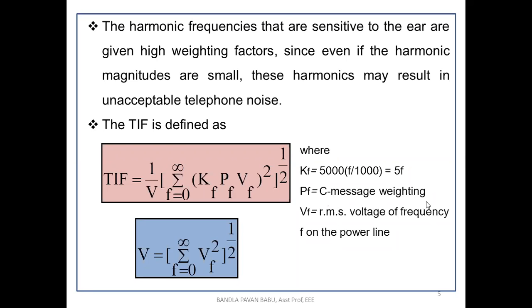What is the magnitude there, in terms of decibels? Whether it is audible or not, whether it is crossing the limits or not, everything we can measure with the help of these weighting factors. That is nothing but the psophometric weight. Based on that we can use this equation: TIF equals 1 by V, that is the fundamental voltage, into the square root of sigma f equal to 0 to infinity of (k f P f V f) whole squared.